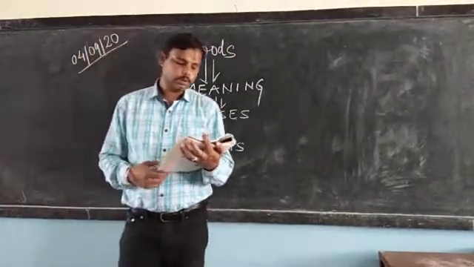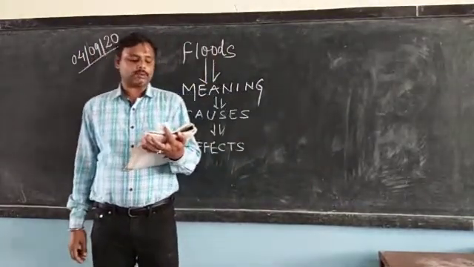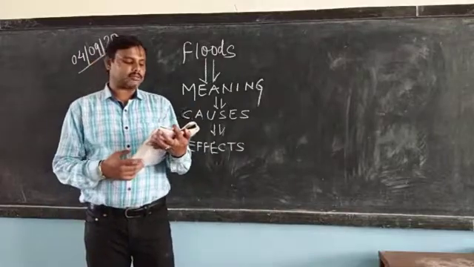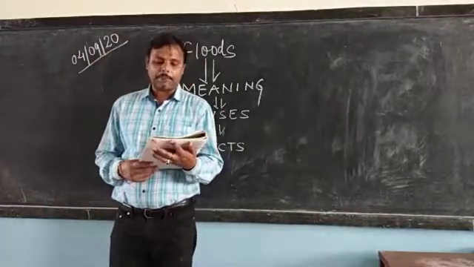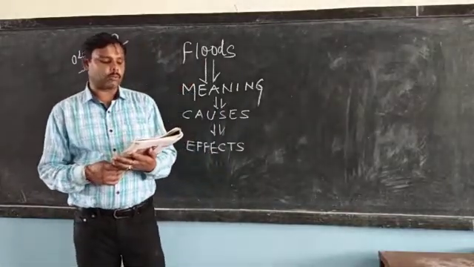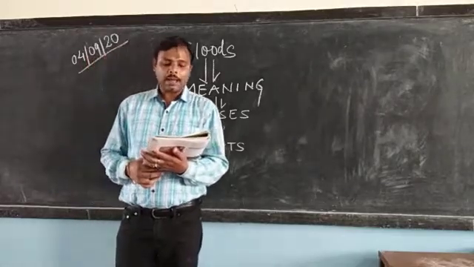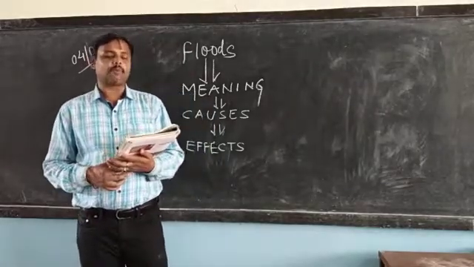The third is blocking of river channels by landslides or silting of river beds, which also leads to floods, because in such cases water goes and collects in large volumes, and when it finds its way it assumes the form of a flood.